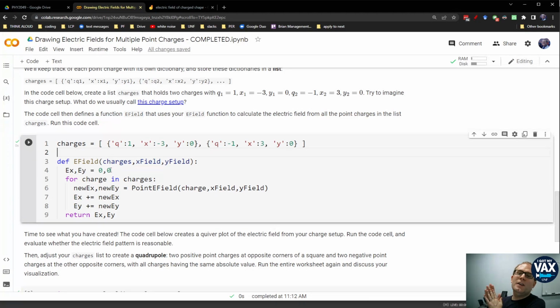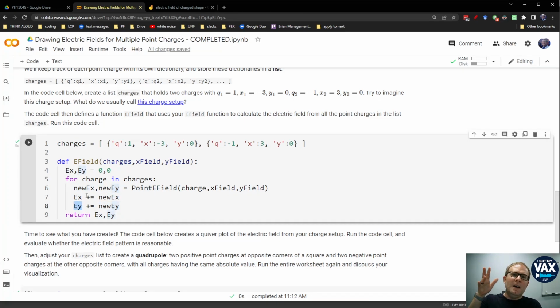And then we need to define a new function because I want to be able to take the electric field from each of these point charges and add them together. So this new function E field, not point E field anymore, but E field, brings in this entire list of charges to then calculate the total field at x field comma y field. So what we're doing here, we're saying I want you to take point E field here. That's going to return your contribution to the EX and your contribution to the EY, and we're going to add that onto EX and EY.